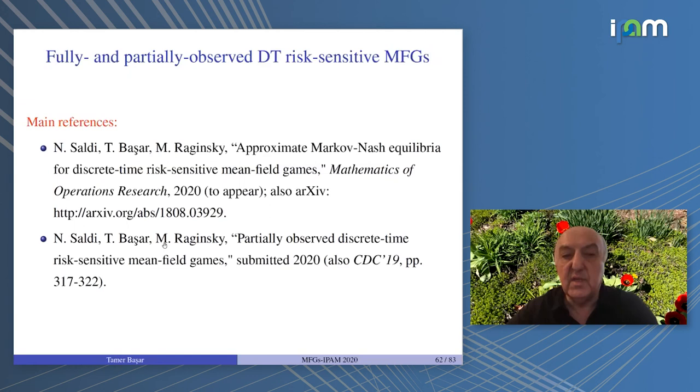We have two papers on this, and this one is on arXiv. You can access it, and this one, the second one. This is for risk sensitive mean field games with perfect state information for the players. Again, this is the fully observed problem, and this one is the partially observed problem. There is a much shorter version which was presented at the Decision and Control Conference in Nice, France, in December of 2019. In the proceedings, you can access this. And if you cannot access it, then I can send you copies of this.